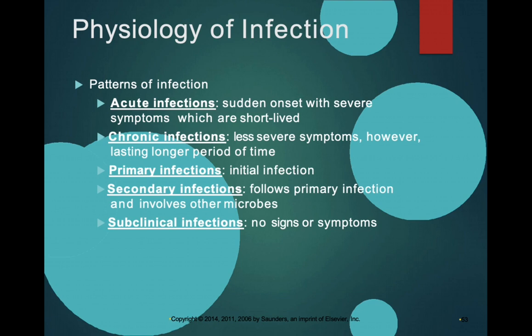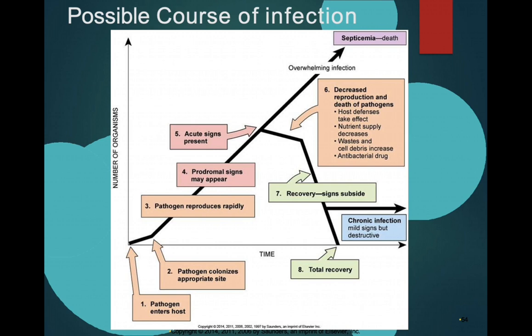Acute versus chronic infections. Some of this should sound familiar. We've done it already. The term acute, sudden onset with severe symptoms, but they're short-lived. The chronic is less severe symptoms, but they last a longer period of time. Primary versus secondary infections. Primary infection is the initial infection, and the secondary follows the primary infection and involves other microbes. Subclinical, when you hear that term subclinical infection, there's no signs or symptoms.